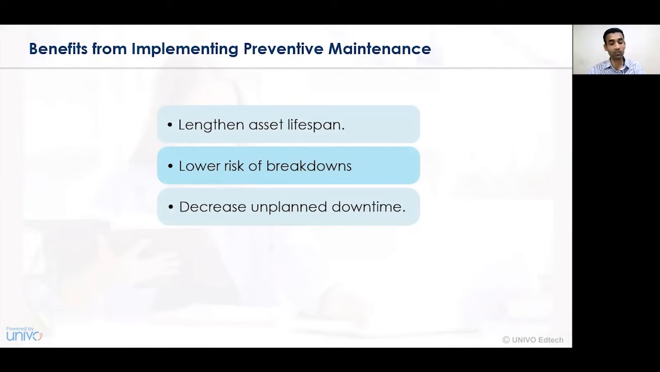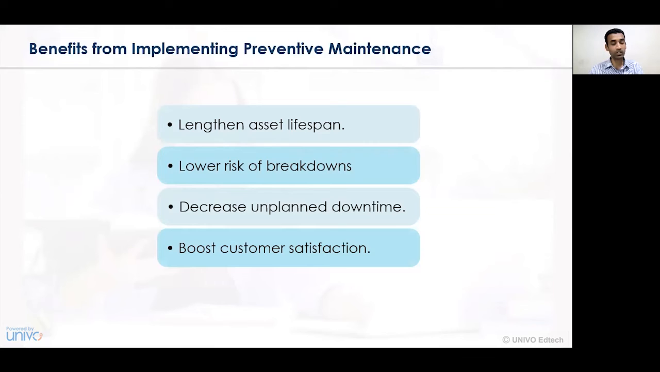So in order to reduce the downtime, we must have proper planning of activities, and with effective consideration of preventive maintenance, we can reduce the unplanned downtime, and the machine or particular asset can work on a continuous, ongoing basis. So reduction of unplanned downtime is easily possible with proper implementation of preventive maintenance.